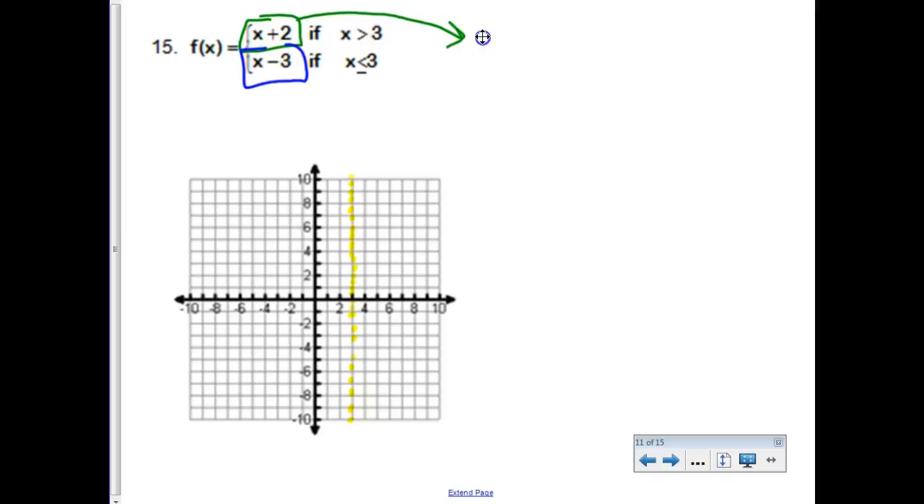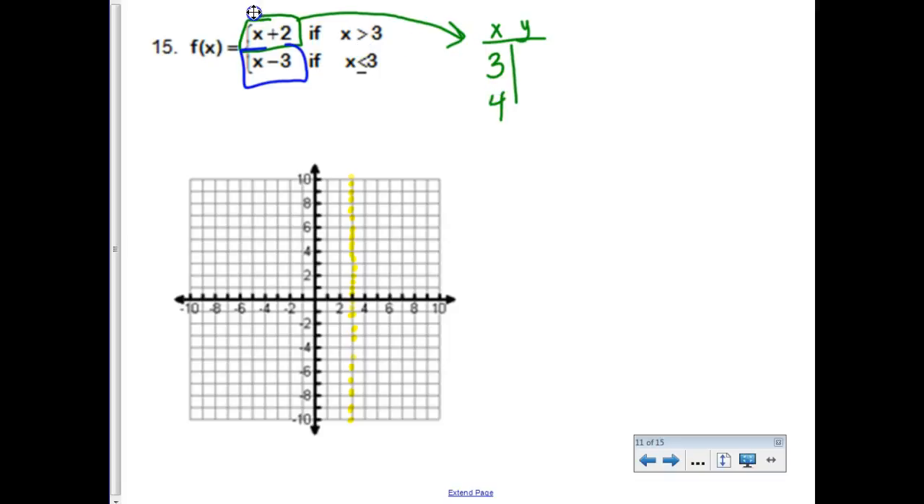And it's time to get some points. What point do I always start with for my piece of the piecewise function? Boundary line. And what's your boundary line this time? 3. Now for this green function, you have to choose things that are bigger than 3. 4, get crazy. All right.